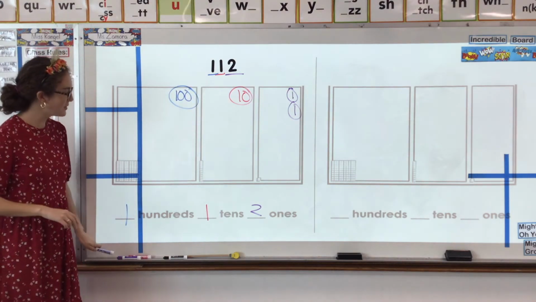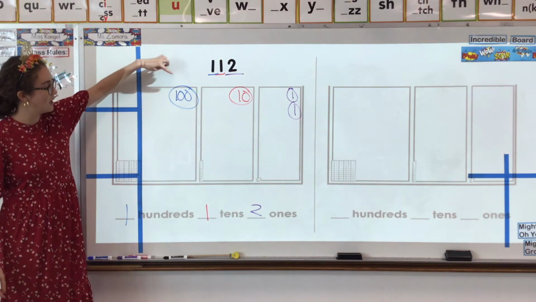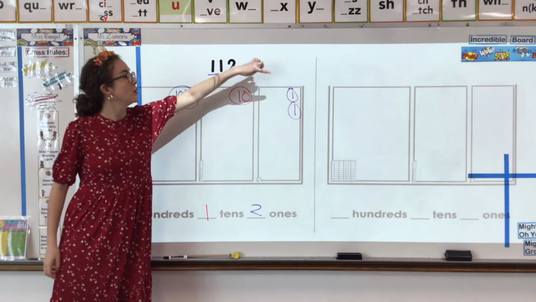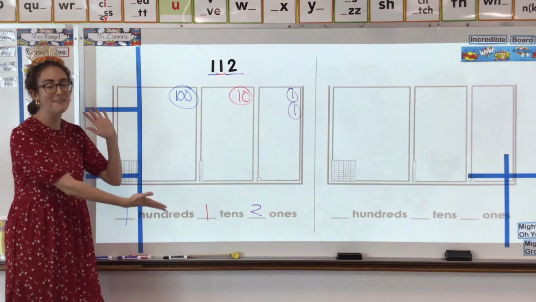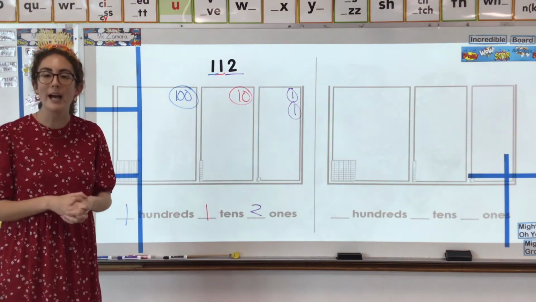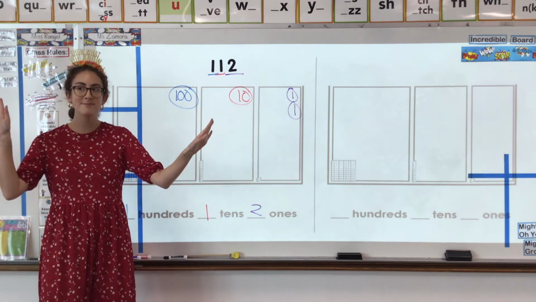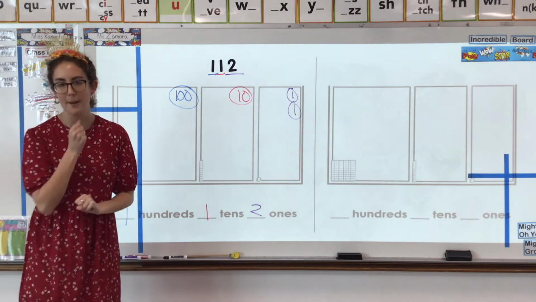Awesome, super scholars. So in 112, can you say it with me? There's 1 hundred, 1 ten, and 2 ones. I could give you $112, but is that the only way? No, it's not. We've got to unbundle and mix it up.